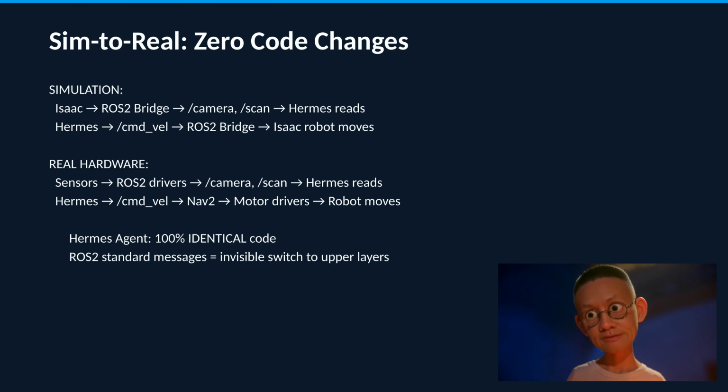In simulation mode, Isaac outputs through the ROS2 bridge, Hermes reads camera and scan data, and sends velocity commands back through the bridge to move the virtual robot. In real hardware mode, physical sensors output through ROS2 drivers, Hermes reads the same standard topics, and sends velocity commands through nav2 to motor drivers. The Hermes agent code is 100% identical.